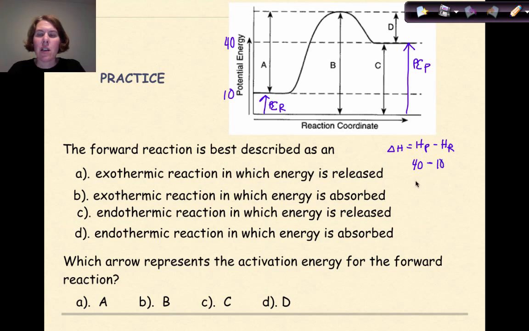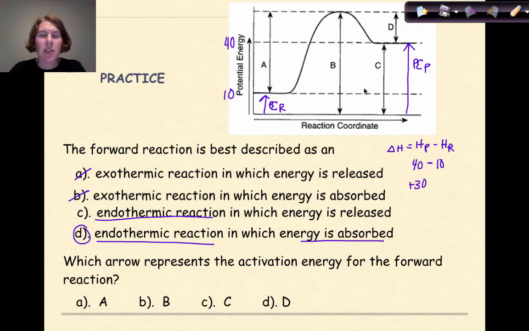So 40 minus 10 gives me 30, and it's positive, and I know that a positive delta H is an endothermic reaction. So that means B and A are out. It has to be an endothermic reaction, so one of these two. Let's look at the rest of the answer for both of these. Endothermic reaction in which energy is released, endothermic reaction in which energy is absorbed. Well, endo basically means in or absorbed. So the correct answer here is going to be D, endothermic reaction in which energy is absorbed.